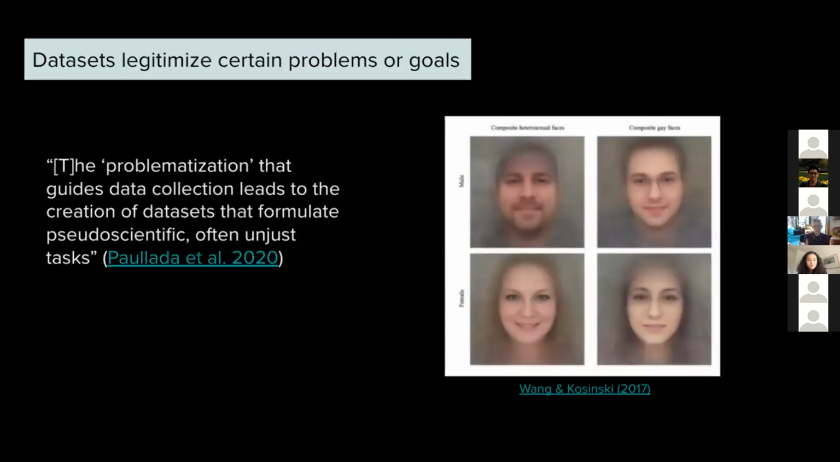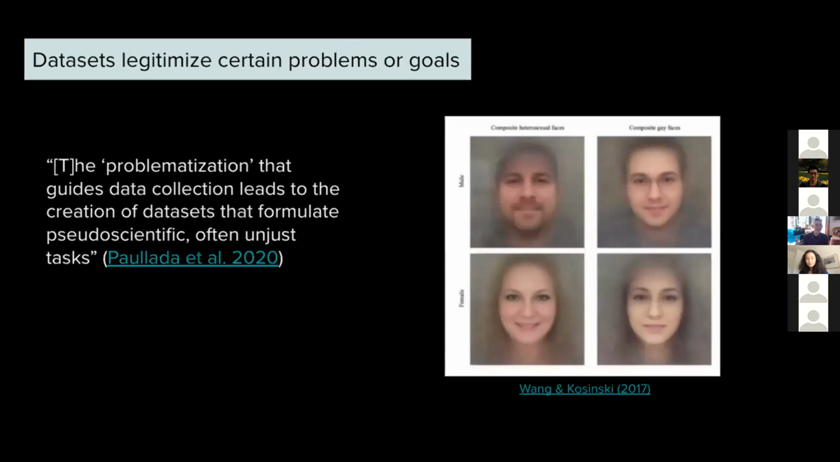So Balayn et al. described the problematization that can guide data collection, leading to the creation of data sets that formulate pseudoscientific and often unjust tasks. There's a bunch of papers in recent years that attempt to predict attributes such as sexuality or other fluid and subjective personal traits from photos of human faces. And this is obviously a concern with the applications and the models that are being built. But there's also an issue at the stage of formulating these problems in data sets.